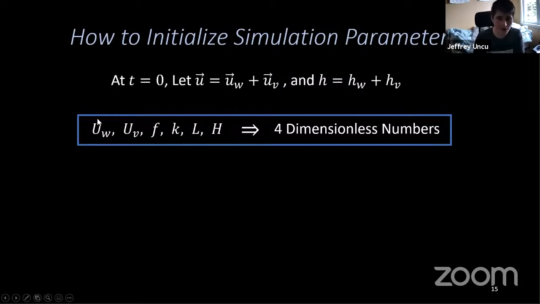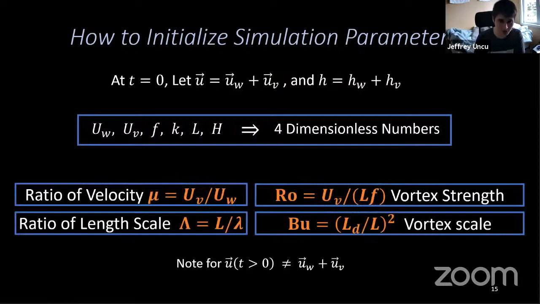They are the velocity of the wave flow, the vortex flow, the Coriolis force, the wave vector, the characteristic length scale of the vortex, and the mean depth. Through the Buckingham pi theorem, this gives us 4 non-dimensional numbers, and these are the ones we choose: the ratio of the velocities, uv or uw, the ratio of the length scales of the vortex to the wavelength, the Rossby number, and the Berger number, where LD is the Rossby radius of deformation.